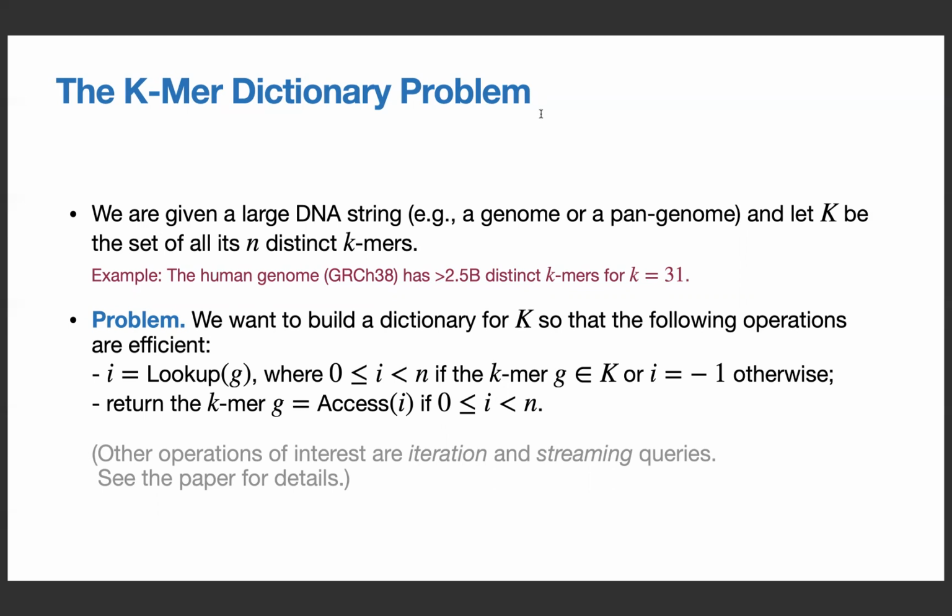First, a lookup operation for a k-mer g, which returns i, a unique integer identifier between 0 and n-1 if the k-mer g is present in our set, or i equal to a default value, for example -1, otherwise, that is, if it is not present in the dictionary. Then we also want the access operation, which takes as input an integer i between 0 and n-1 and returns the corresponding k-mer string g. So that's the inverse of the lookup.